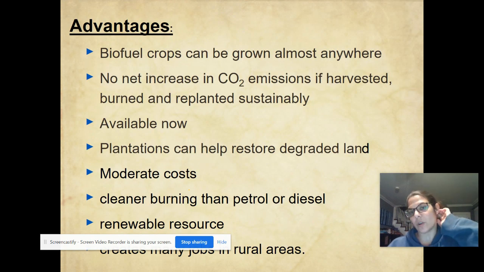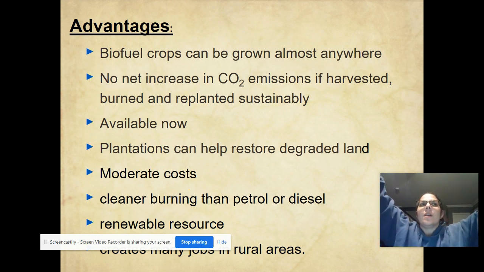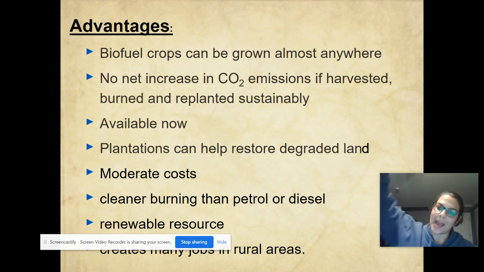Okay, so biofuel crops can be grown almost anywhere, so it is a renewable resource. There is no net increase in carbon dioxide emissions if they're harvested, burned, and replanted sustainably. With fossil fuels, we take them out of the ground, we burn them, and then they have to be sequestered down and made back into those fossil fuels. But this isn't the case because it takes, let's say, 6 months to grow sugarcane. And so you're taking that carbon dioxide out of the atmosphere, and you're putting it back into the atmosphere when it burns.